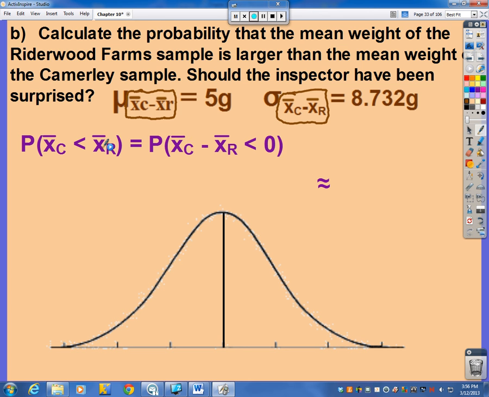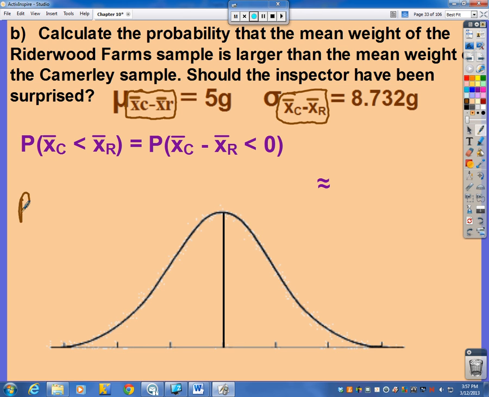Well, if I subtract the sample mean over to the other side, now this ends up being 0. So really I'm saying if I were to subtract Cammerley numbers and Riderwood numbers, and I'm saying these are larger, then I should suspect negative differences here. Hopefully you guys catch that there. If not, ask me more the next day in class.